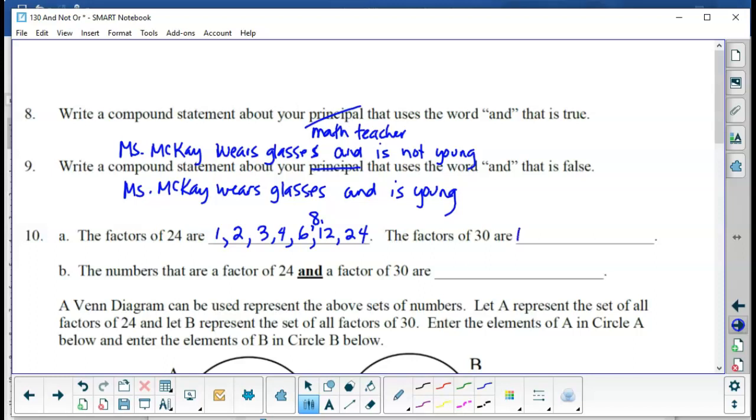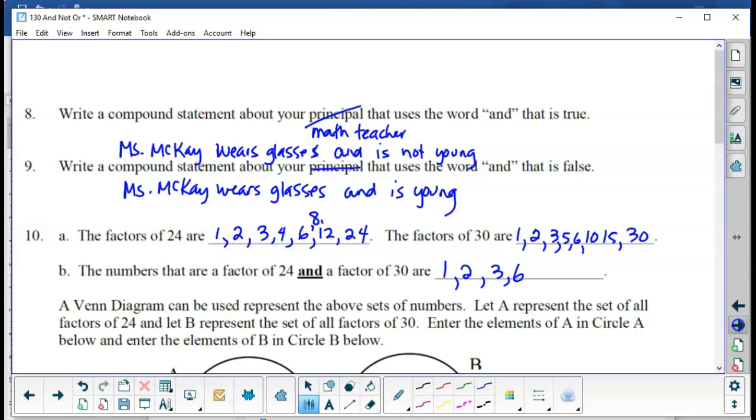Factors of 30, so 1 and 30, this way I don't forget them, 2 and 15, 3 and 10, and 5 and 6. Okay? So the numbers that are a factor of 24 and a factor of 30. So what's common to both? 1, 2, 3, not 4, not 5, 6, not 8, not 10, not 12, not 15, not 30. So 1, 2, 3, 6.